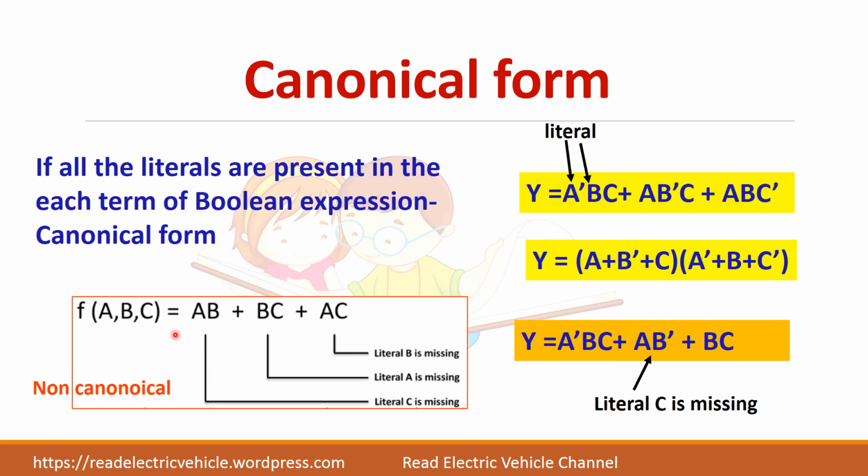So you see this function, here C is missing, here A is missing, B is missing. If you get this type of function, it is said to be non-canonical. So how do you get this type of function? Normally when you simplify this one, you can get this type. So then it is said to be a non-canonical function.